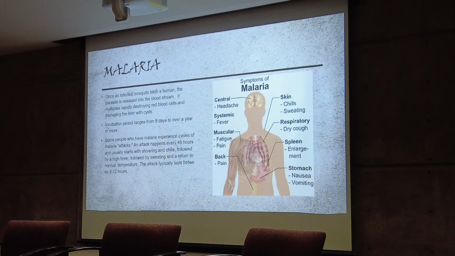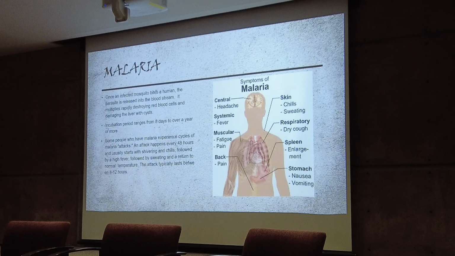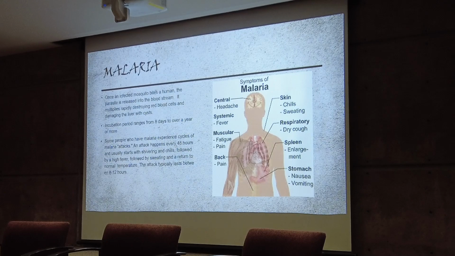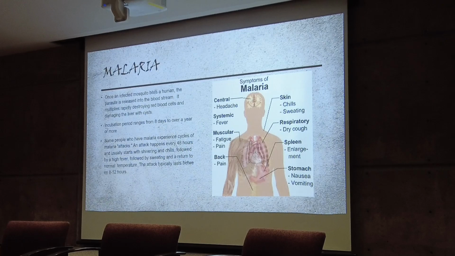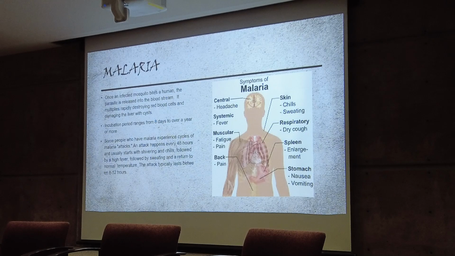Once an infected mosquito bites a human, the parasite is released into the bloodstream. It multiplies rapidly, destroying red blood cells and damaging the liver with cysts. Incubation periods range from 8 days to over a year or more. Some people who have malaria experience cycles of malaria attacks. An attack happens every 48 hours and usually starts with shivering and chills, followed by high fever, followed by sweating and a return to normal temperature. The attack typically lasts between 8 and 12 hours. Causes headaches and chills and sweating and dry cough and spleen enlargement, nausea, vomiting, pain, and fatigue, muscular fatigue.